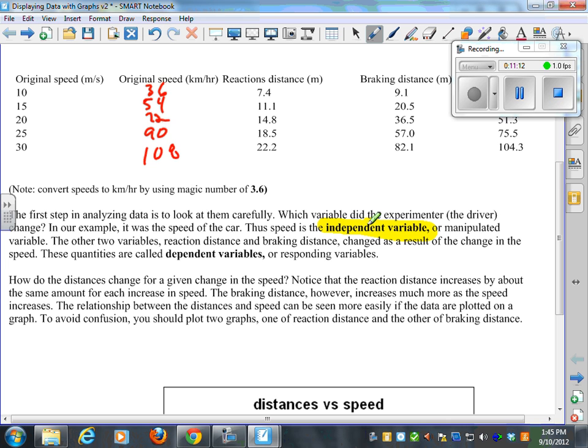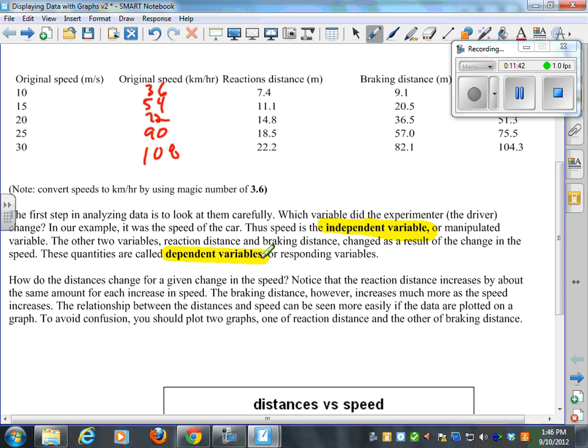The other two variables, reaction distance and braking distance, changed as a result of the change in speed. These quantities are called dependent variables or responding variables. Dependent variables. Now, does anyone remember where independent and dependent go on a graph? Which one goes on the X? Independent goes on the X, along the bottom, right? And the dependent one is obviously then the Y, right?